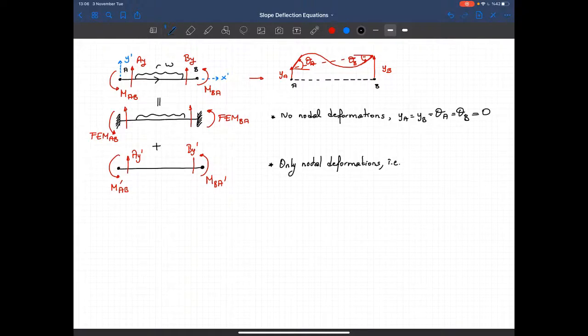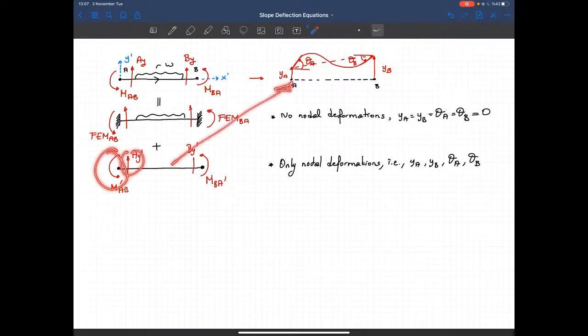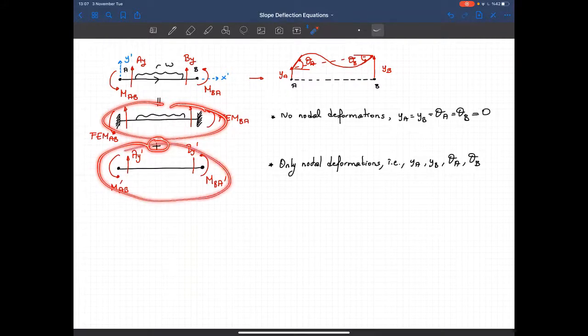Which are YA, YB, theta A and theta B. So here I'm doing a superposition. That's my original case. All the nodes can deform and we have a member loading. So I'm investigating this in two parts. In the first part I have the member load but zero deformations at the nodes, plus I don't have any member load. I have some end forces and these end forces are due to the nodal deformation. So this case is equal to the summation of this one plus this one. Okay.